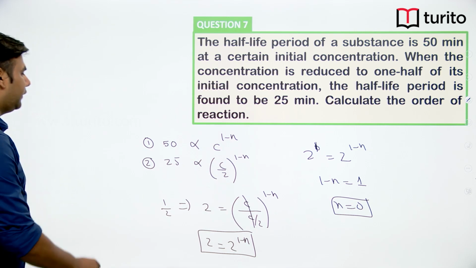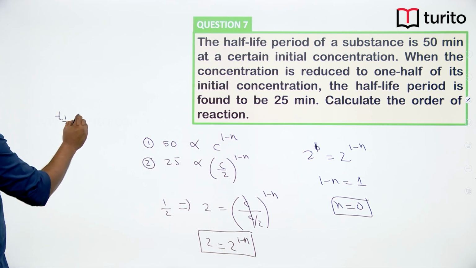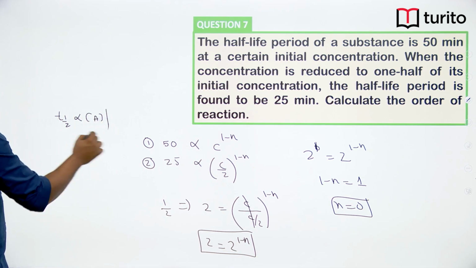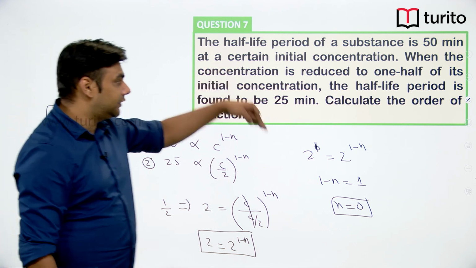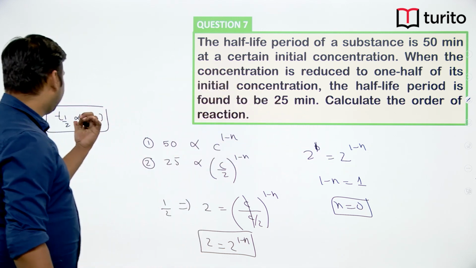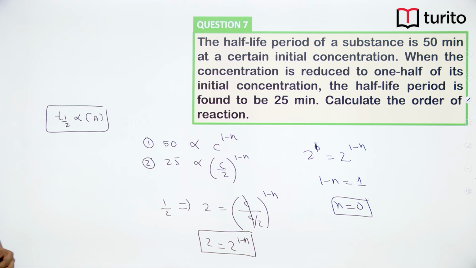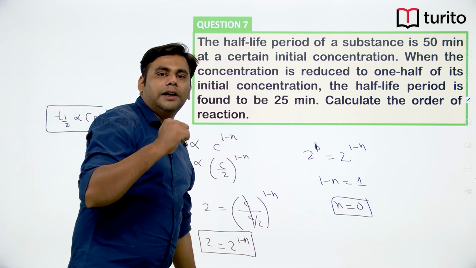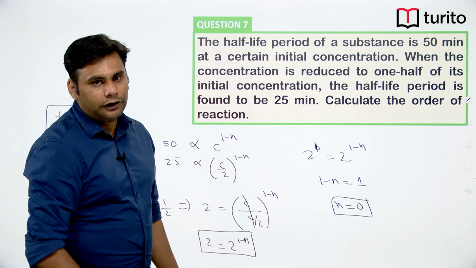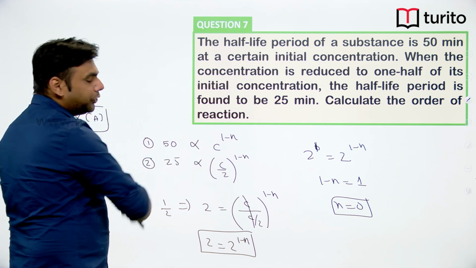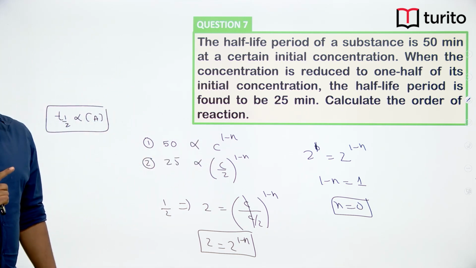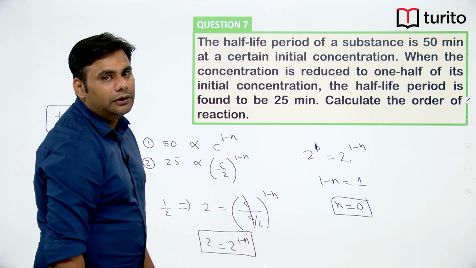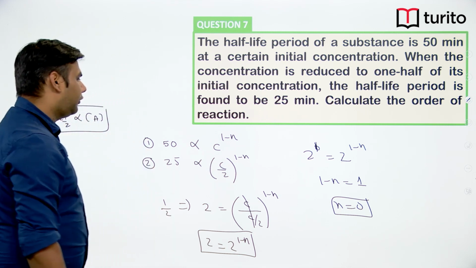We also know that for a zero order reaction, T half is directly proportional to concentration. So if you reduce the concentration by half, the half-life will also reduce by half. So again, a very simple question based on the half-life time period method. You would be given different half-lives at different concentrations. Just frame an equation, take a ratio of them, and you can calculate the order of reaction.